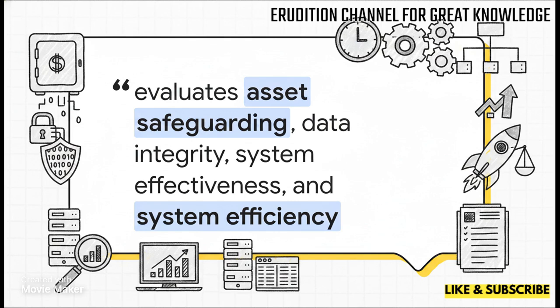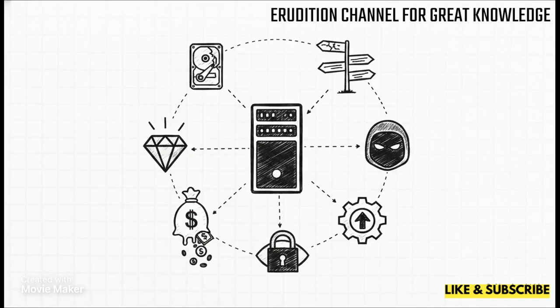It aims to establish whether the IT systems are actually safeguarding corporate assets, maintaining the integrity of stored data, supporting corporate objectives effectively, and operating efficiently. So what actually led to the development of information system audits? Well, there are 7 specific factors you need to memorize. First, the consequences of losing the data resource.